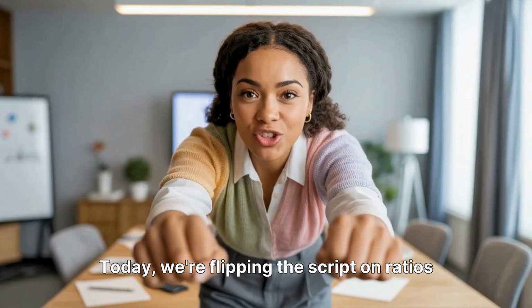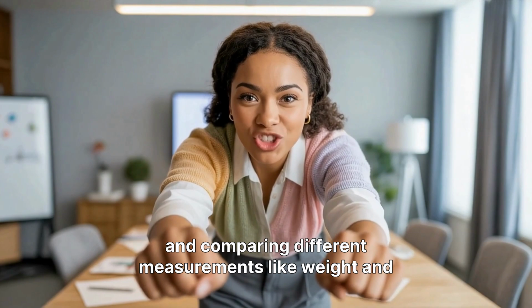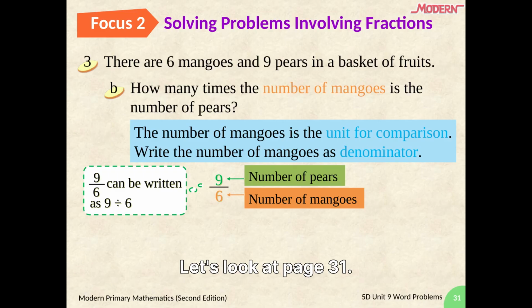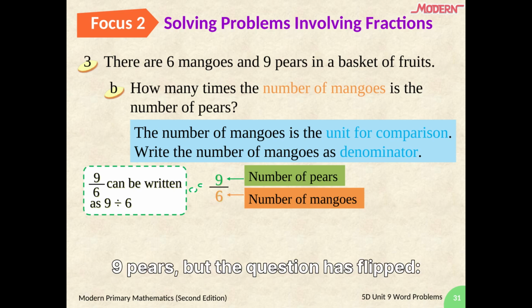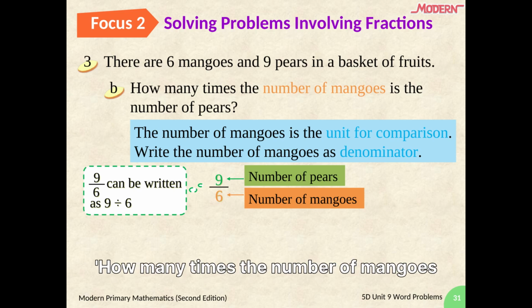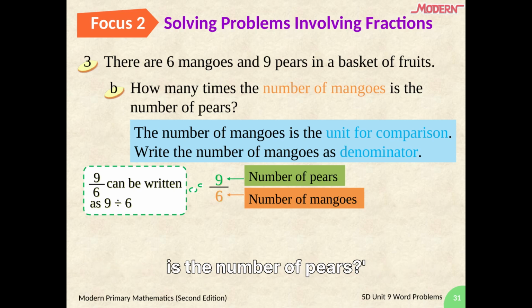Welcome back to section 7 of our Word Problems Masterclass. Today, we're flipping the script on ratios and comparing different measurements like weight and length. Let's look at page 31. We're still with our 6 mangoes and 9 pears, but the question has flipped. How many times the number of mangoes is the number of pears?